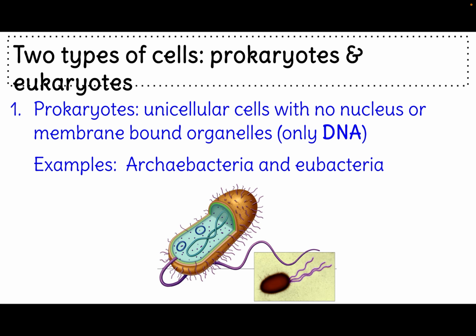Furthermore, there's two types of cells other than multicellular and unicellular, and those are prokaryotes and eukaryotes. First, prokaryotes, these are going to be unicellular cells with no nucleus or membrane-bound organelles. They only share those four common characteristics that we listed on the previous slide. Examples here are archaebacteria as well as eubacteria.